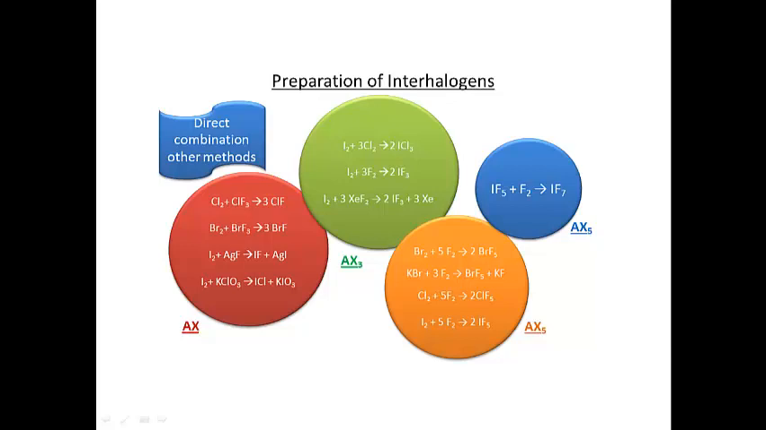Chlorine reacts with excess fluorine to form chlorine pentafluoride. Also iodine with excess fluorine forms iodine pentafluoride. A known method to prepare iodine heptafluoride is that iodine pentafluoride reacts with fluorine at 250 to 300 degrees centigrade to form iodine heptafluoride.